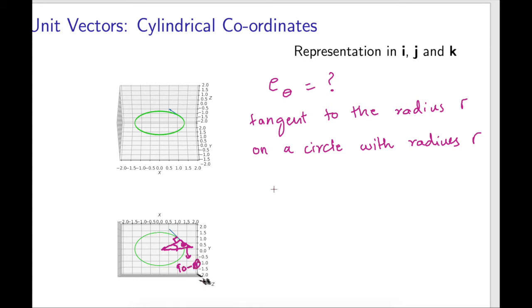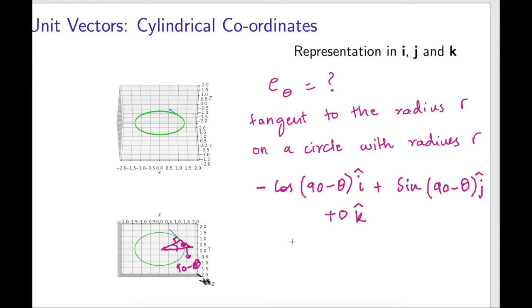Okay, and the x component will be in the negative x direction. So we will have minus cosine of 90 minus theta i, plus, and then the y direction is up, so I can say sine of 90 minus theta j. And what is the z direction? Theta is always measured within the xy plane, so plus 0. So I can also say it as minus sine of theta i plus cos of theta j.